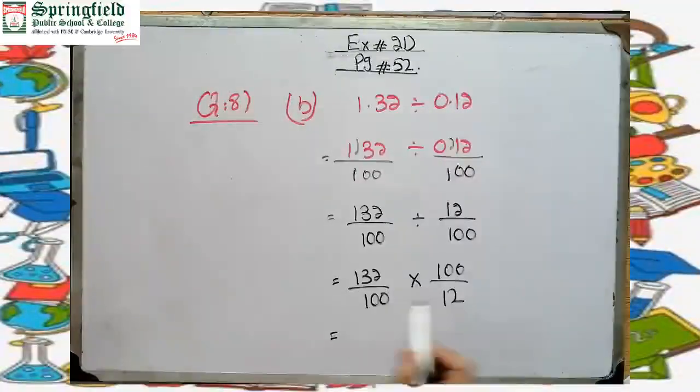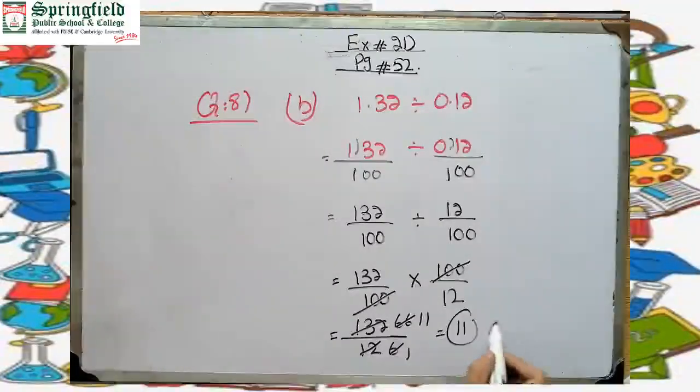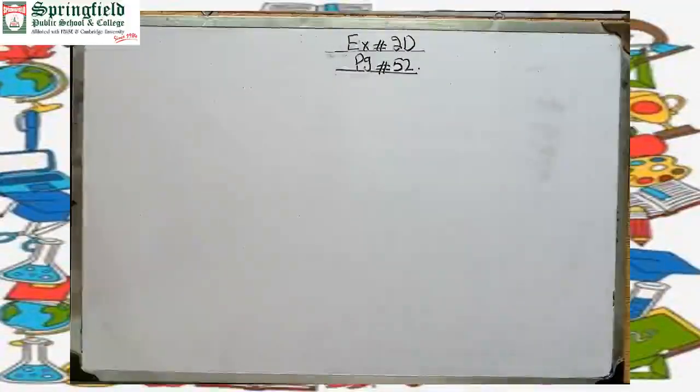Now between the two numbers, the multiplication sign is used. It means we can cancel with the same table. 100 can be cancelled with the 100. So 132 divided by 12. And it can be cancelled with the same table. 2 6s are 12. 6 ones are 6. It means 11 is your final answer. Understood, beta? Okay. Now practice all the questions in your notebook. Rest all the questions. Now come to question number 9.